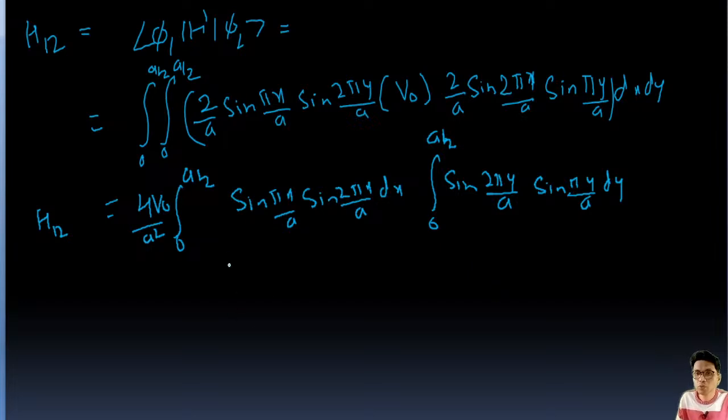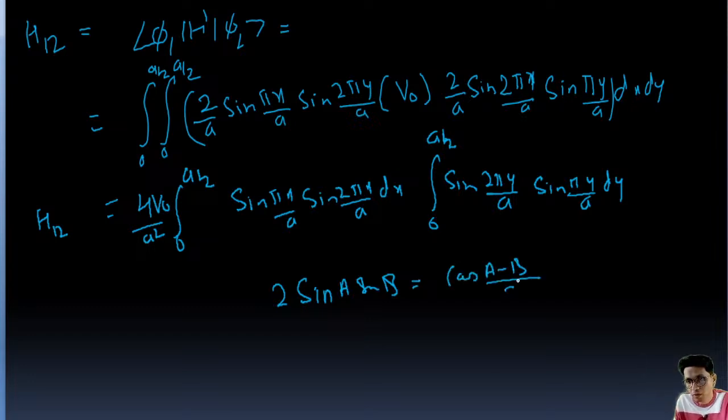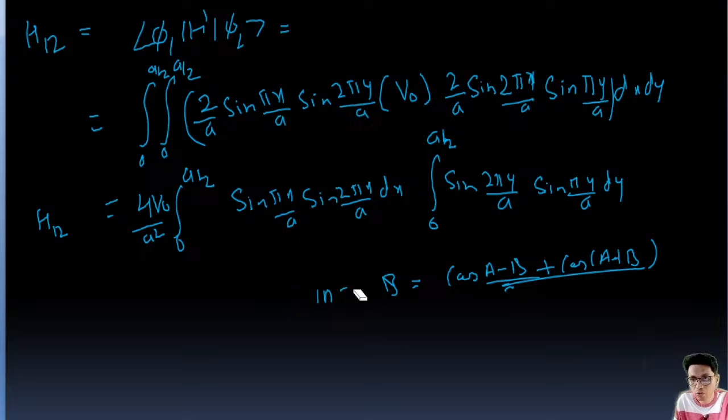Okay, so now we can solve it. We'll multiply by 2. We know the formula 2 sine a sine b. You can multiply by 2 and divide by 2 to make it 2 sine a sine b. Okay, and this formula we know, cos a minus b minus cos a plus b, right? We'll use this formula to solve this. I'm just telling you the procedure, you can integrate it.